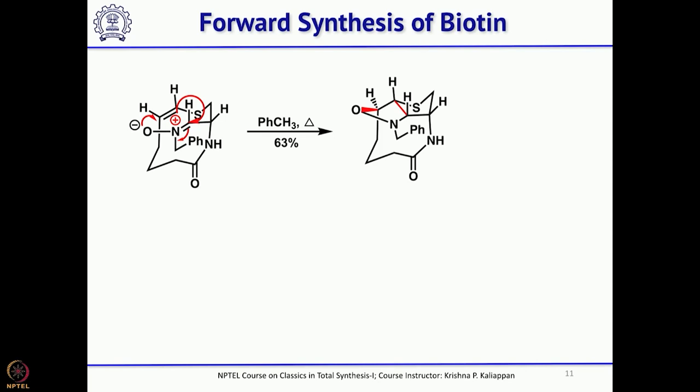Once you have this nitrone, it undergoes an intramolecular 1,3 dipolar cycloaddition that will give you the corresponding isoxazolidine. I leave it for a few minutes so that you can understand how this 5-membered ring is formed. Already I put the arrows properly, so it will be easy to understand. Nevertheless, from the stereochemical point of view, I leave it for 30 seconds so that you can understand.